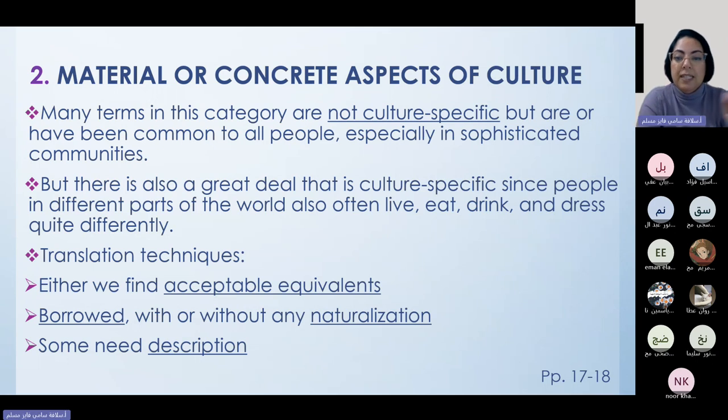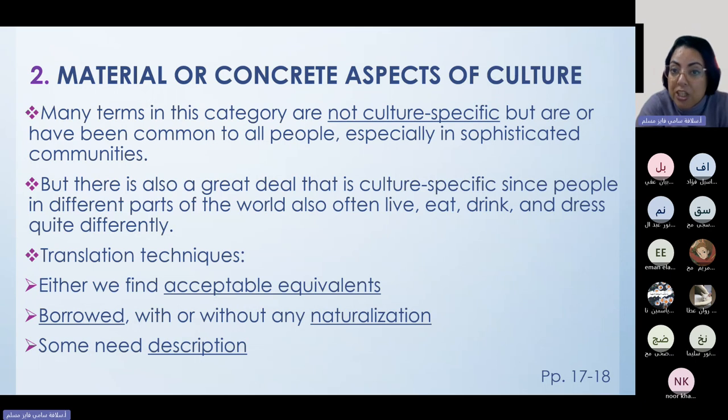Okay? So these techniques, يا روان, what are the translation techniques that we use for these material or concrete aspects? Translation techniques: either we find acceptable equivalents, or borrowed with or without any naturalization. Some need description. Okay, perfect, Noor. Thank you. So we either have an acceptable equivalence or we borrow them and we do some naturalization.